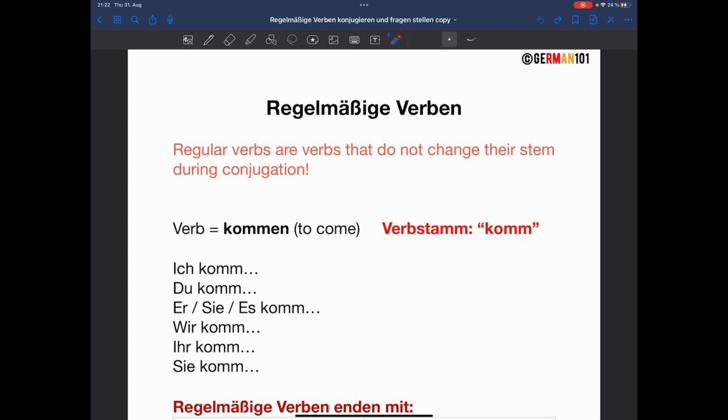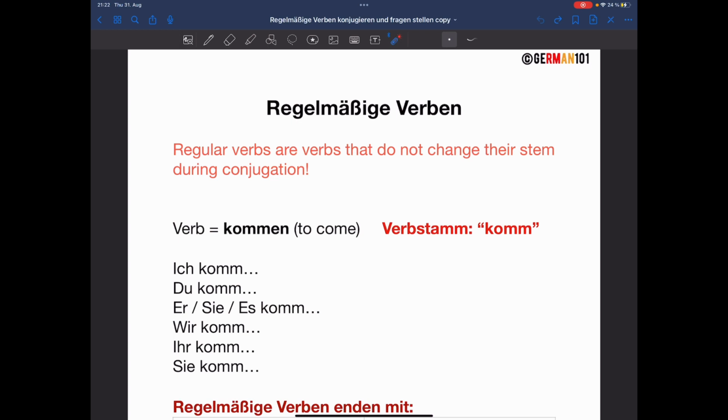So let's take the verb kommen. Kommen means to come. The verb stem, der Verbstamm in German, of kommen is komm. So basically, komm never changes. It always stays the same, no matter the conjugation or what you do with this verb.